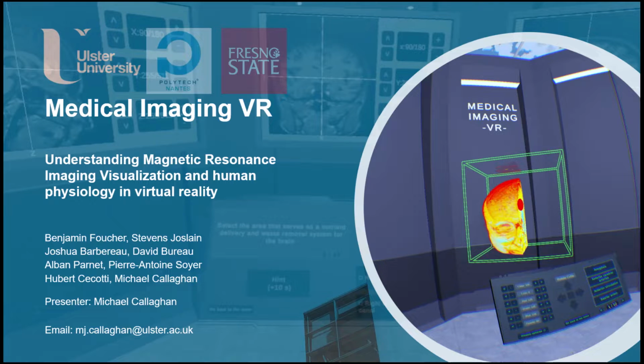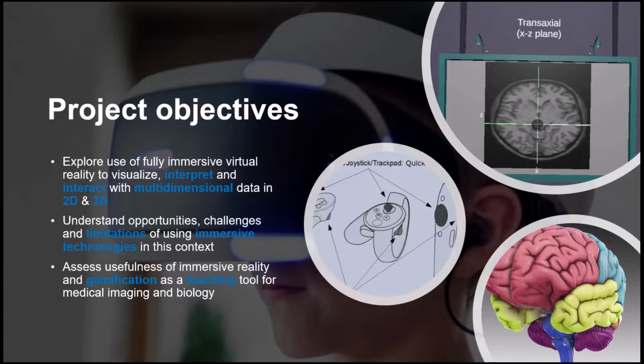The objective of the project is to help students and users understand magnetic resonance imaging visualization and human physiology in virtual reality. The project objectives are to explore the use of fully immersive virtual reality to visualize, interpret, and interact with multidimensional data in 2D and 3D. We're also trying to understand the opportunities, challenges, and limitations of using immersive technologies in this context, and assessing the usefulness of immersive reality and gamification as a teaching tool for medical imaging and biology.